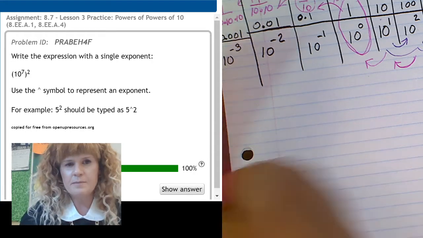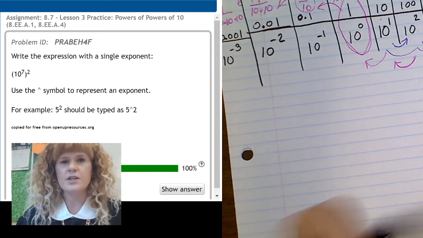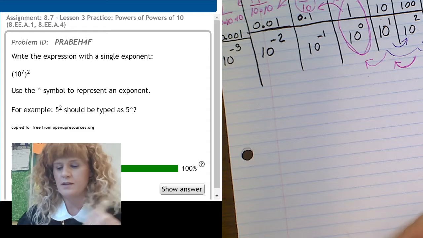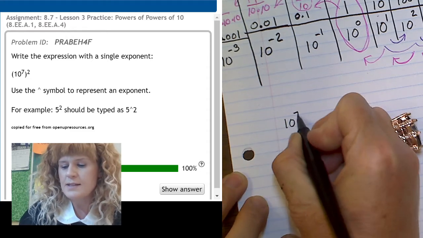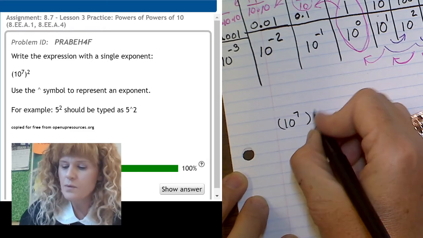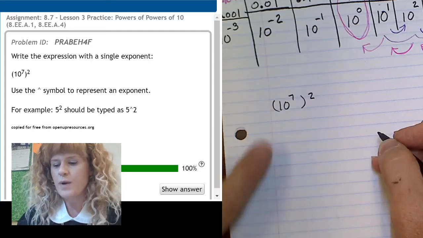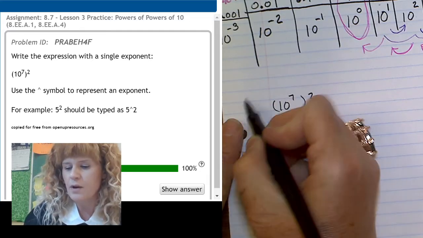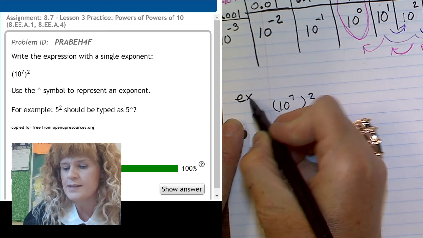The first problem says, write the expression with a single exponent, and they give you 10 to the 7th squared. They want you to write it as a single exponent. Okay, in your notes, go ahead and put example.